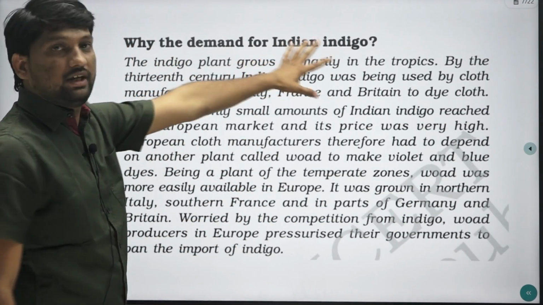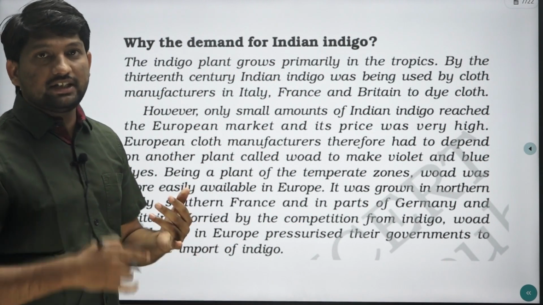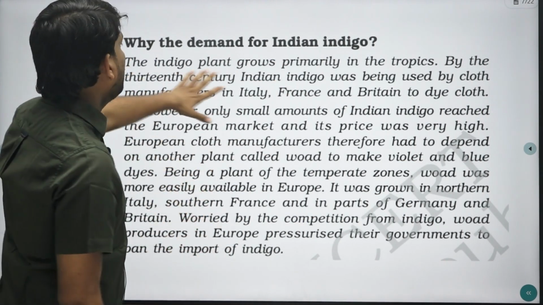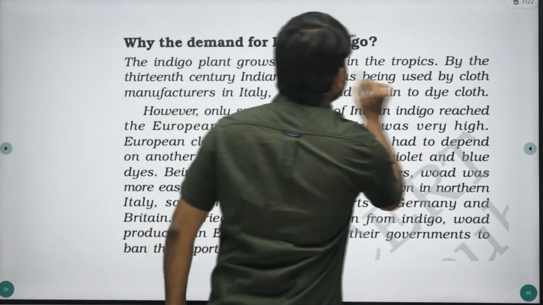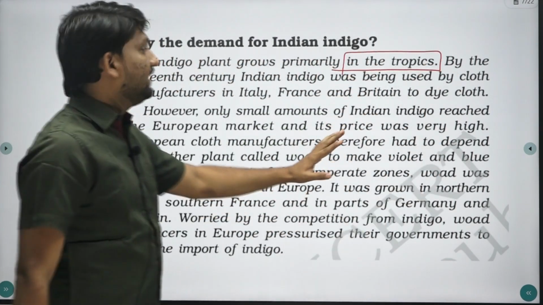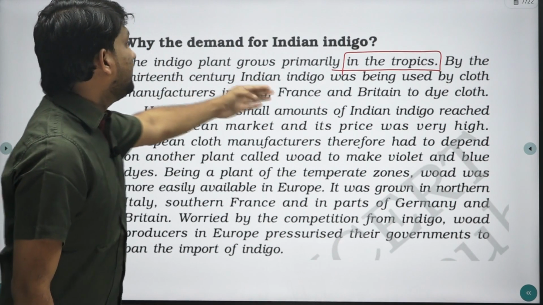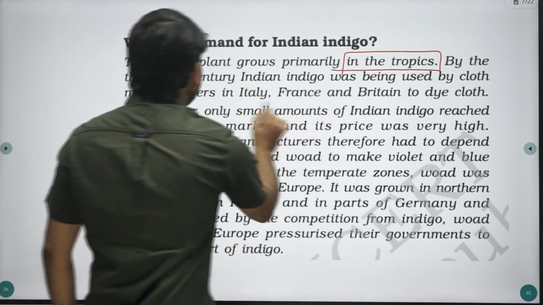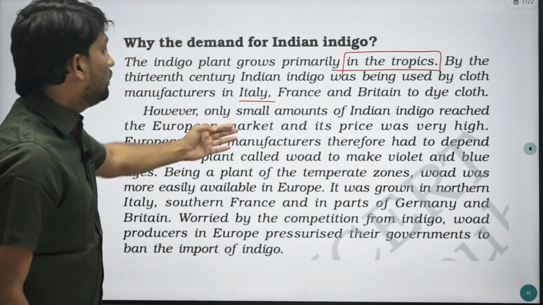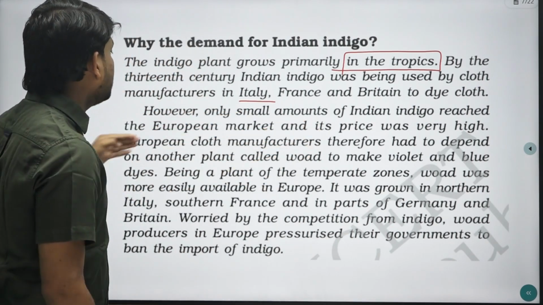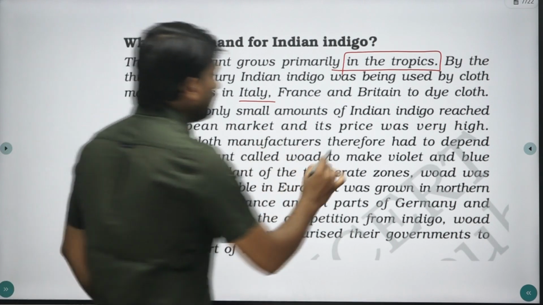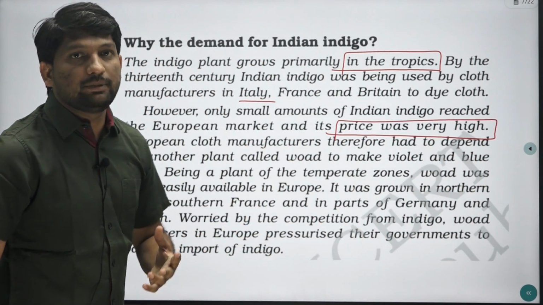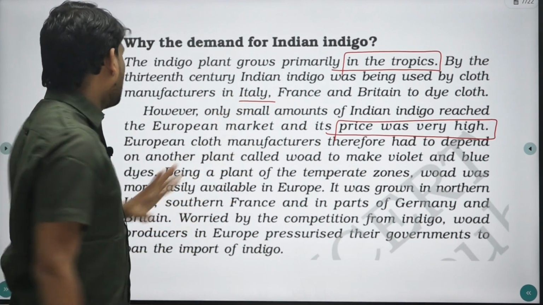Why the demand for indigo? We have already seen why there is a demand: because of its rich blue color. The indigo plant grows primarily in the tropics. You can consider India. By the 13th century, Indian indigo was being used by cloth manufacturers in various European countries. However, only a small amount of Indian indigo reached the European market, and its price was very high. As it was not easily accessible in the European market, it was costly.